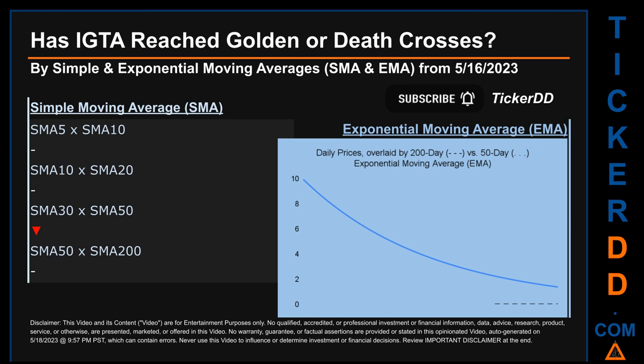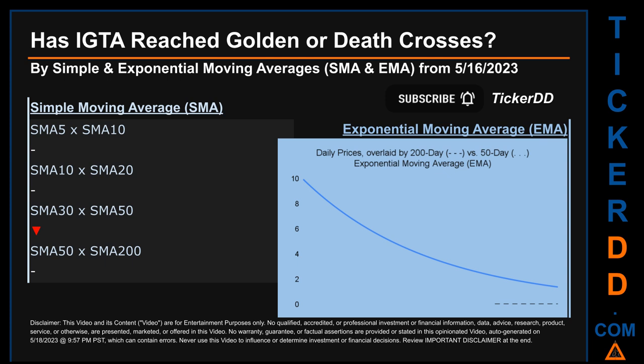Has IGTA price reached golden or death crosses? Golden cross and death cross are basic signals that compare average prices across two specified trade day ranges, a short-term versus a long-term range. For example, 5-day versus 10 trade days. Essentially, a golden cross is a bullish signal. It appears when a ticker's short-term moving average crosses above its long-term average. Vice versa, a death cross is a bearish signal when the short-term crosses below its long-term moving average.